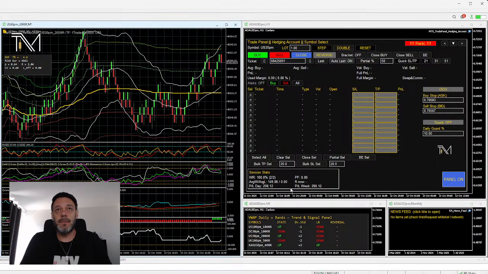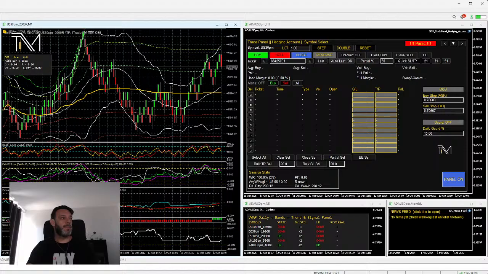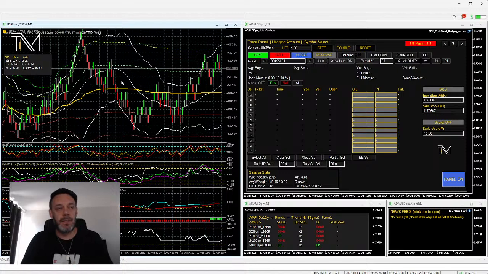I'm using D'Alembert. So basically, let me do an example. I buy here one lot. It doesn't go up to reach my take profit, and the market falls down again. So here I will increase by 2. If it goes down again, I will increase by 3, until I reach my take profit.